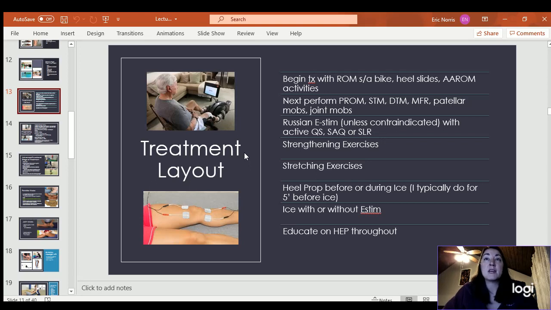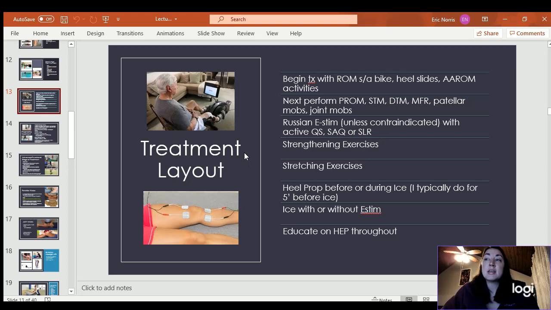Then at that point, if Russian stim is appropriate for the patient, I would do that next. Do Russian E-stim on the VMO and have them do quad sets during. Eventually, once they progress a little bit, they could do some short arc quads during Russian stim. They could do straight leg raises once they're starting to get a little bit stronger and able to tolerate that. Whatever other strengthening exercises I want to do, I can do at that point. Stretching as well, stretching the IT band, the hamstrings, gastroc.